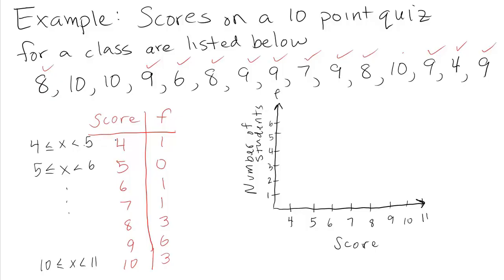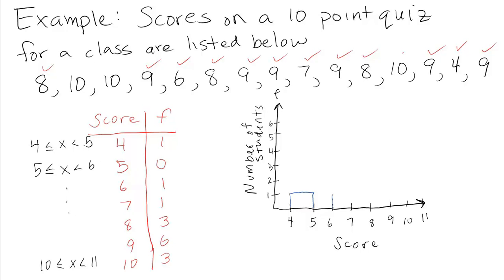The first class, score of 4, has a frequency of 1. The second class, 5, has a frequency of 0, which means that we won't see a rectangle there at all. There's a rectangle that extends from 5 to 6 but with a height of 0. So it's not really a rectangle at all, it's a line segment. No height. And so you get this gap in the graph indicating that there were no scores in that range.